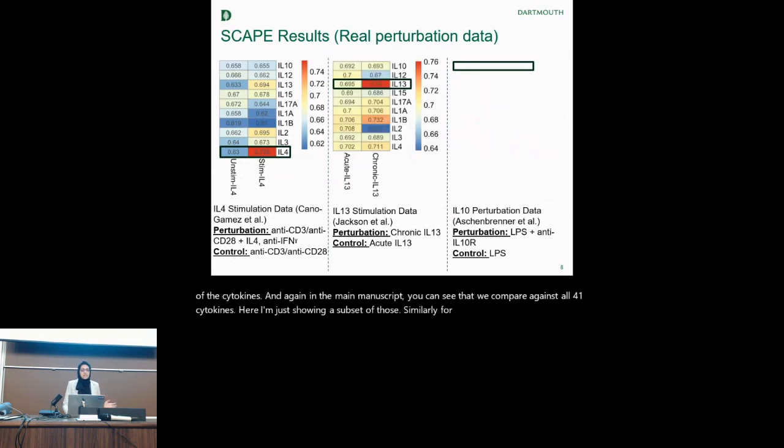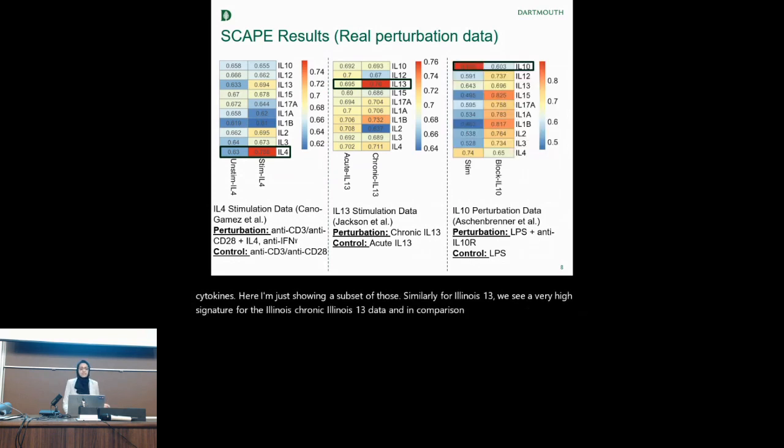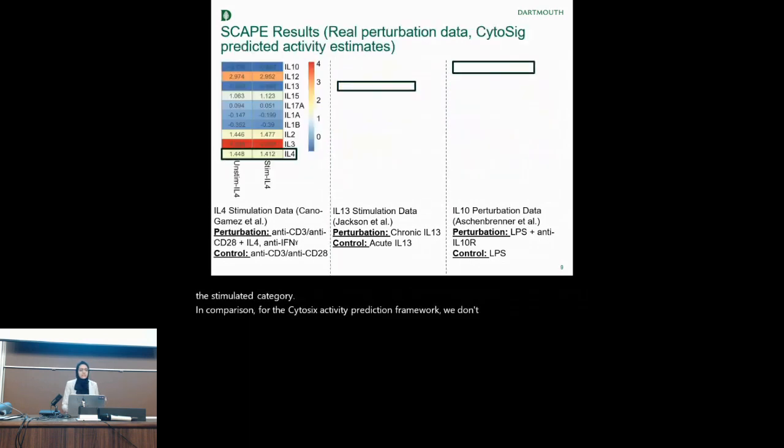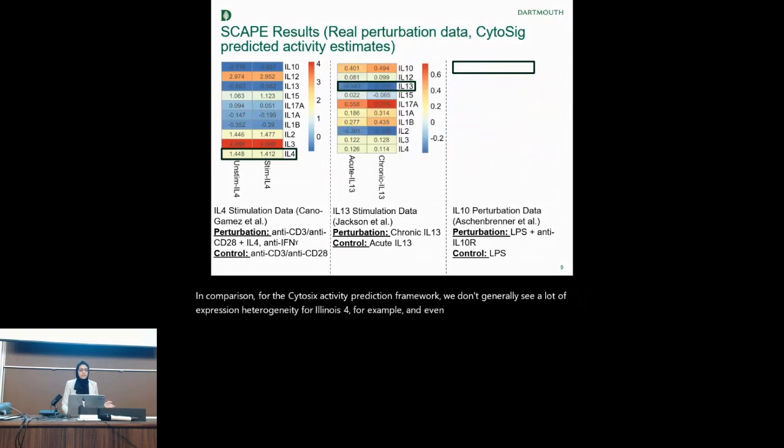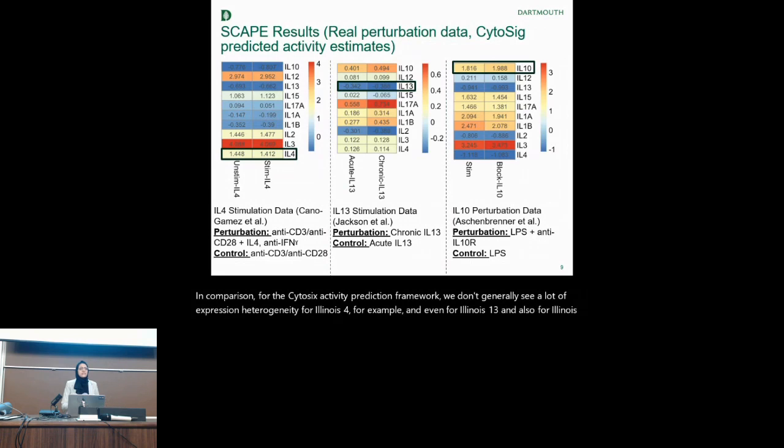Similarly, for IL-13, we see a very high signature for the chronic IL-13 data. And in comparison for IL-10, which is a blockade condition, we see a lower signal or lower average predicted activity in comparison to the stimulated category. In comparison, for the CytoSig activity prediction framework, we don't generally see a lot of expression heterogeneity for IL-4, for example, and even for IL-13 and also for IL-10, where we are not generally seeing a correct upregulated pattern captured via the average predicted cytokine activity, or the downregulated pattern as in the case with IL-10.